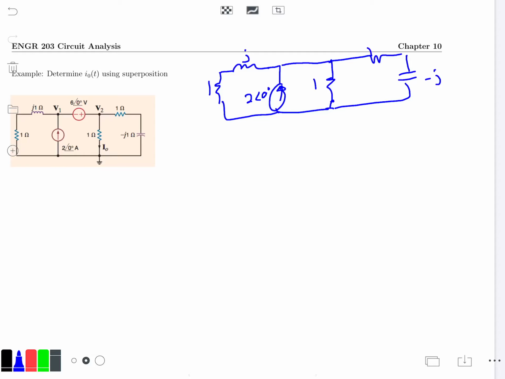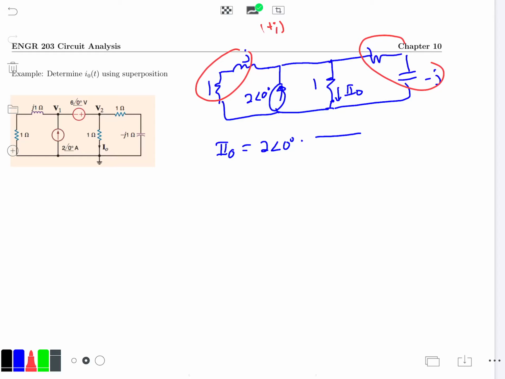And it may not look like it at first, but if I want to find I0 here, this is actually a current divider circuit. So we can find I0 without doing too much work. And so what are we going to do here? We're going to say, okay, I0 is the total current source, and then it's going to be the impedance I'm not at divided by the sum of the impedances. Well, we have to be careful because the impedance I'm not at is actually these two here in parallel. So I need to figure out now what is 1 plus j in parallel with 1 minus j.